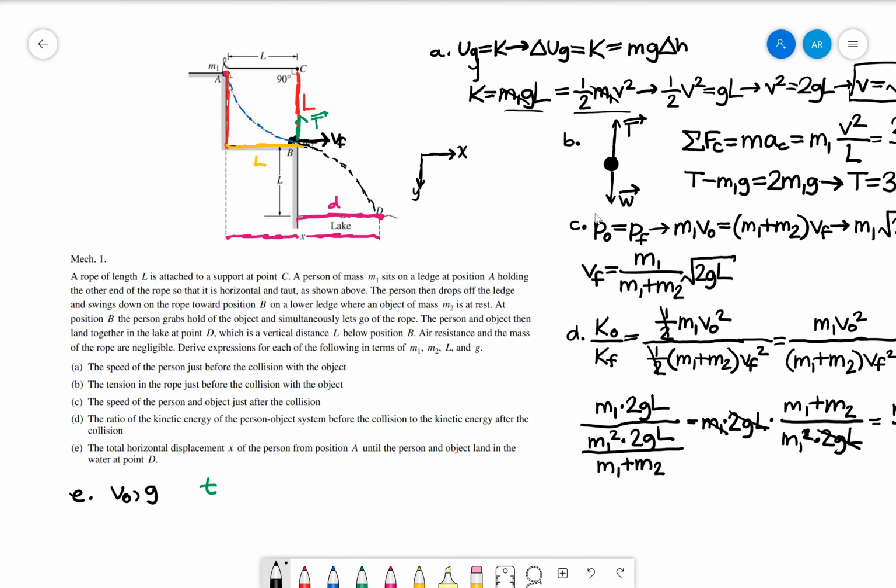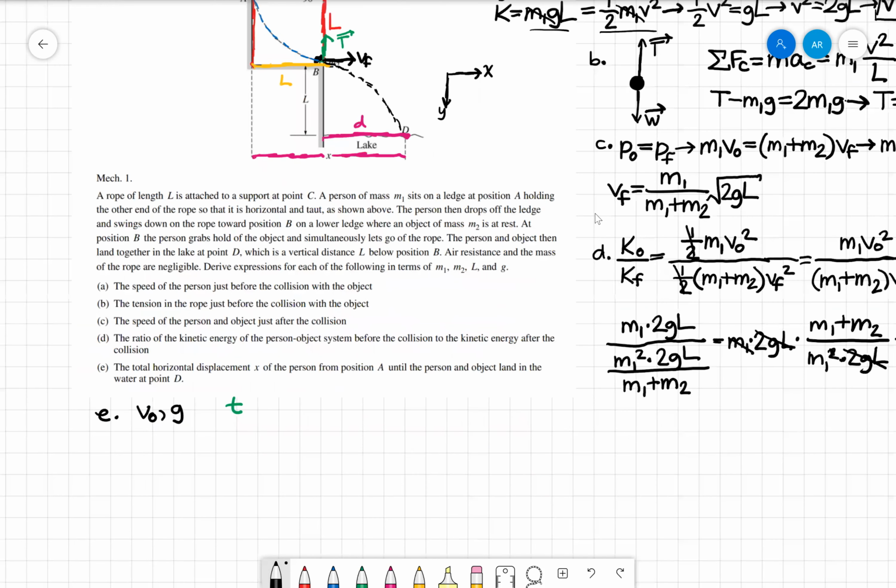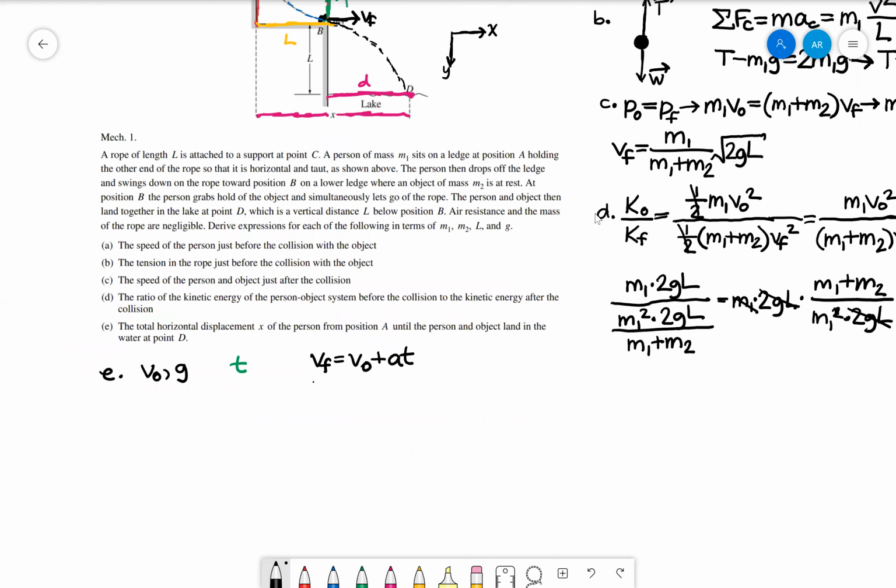How do we do that? Well, we have two principal equations, Vf equals V naught plus at, and height equals V naught t plus 1/2 at squared. Okay, so which one should we use? Well, we don't know the final velocity, but we know the height in the y direction, so we can apply this in the y direction.